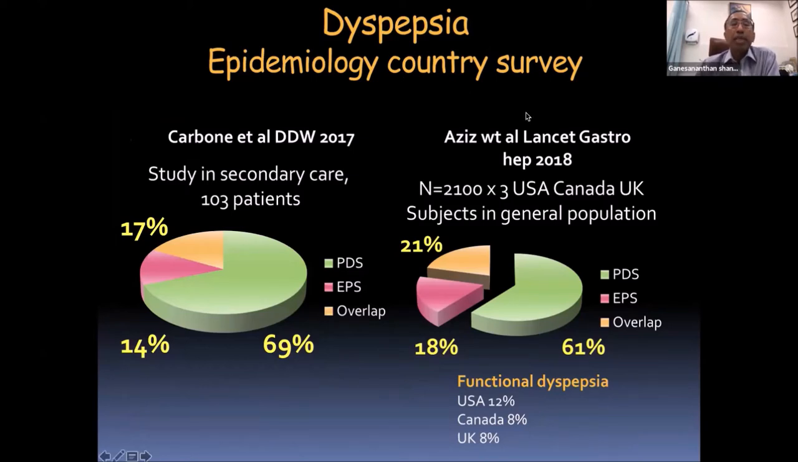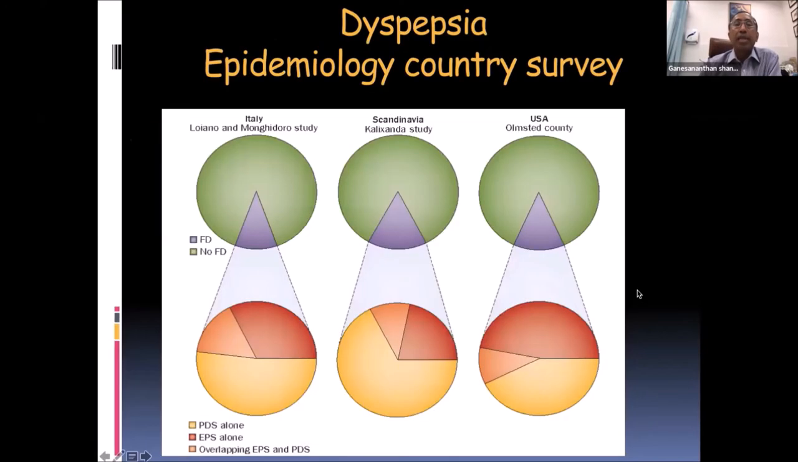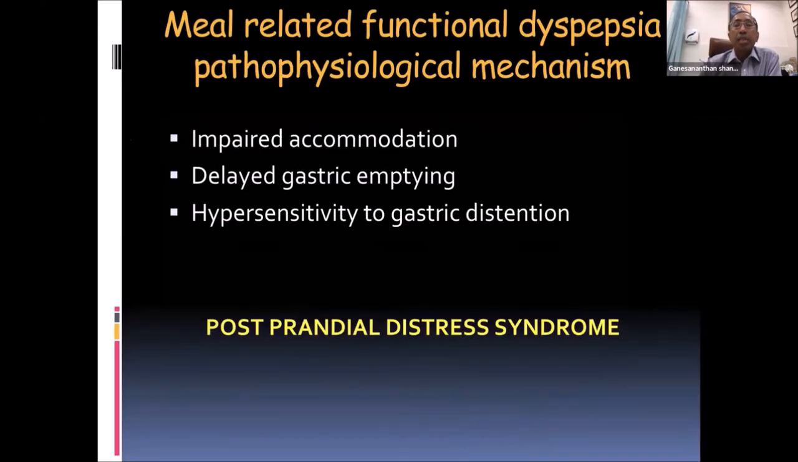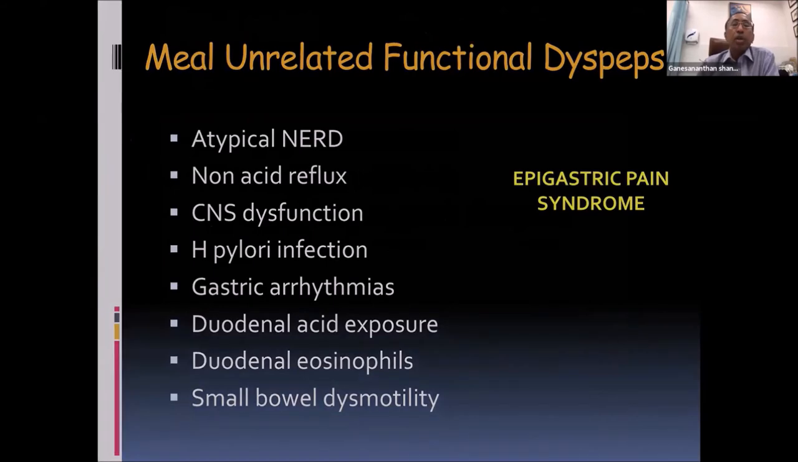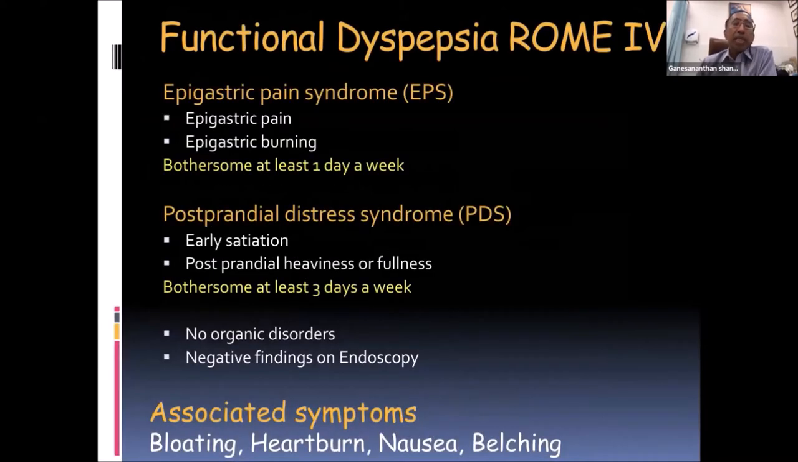Now, dyspepsia in a country survey can be postprandial distress syndrome, epigastric pain syndrome, and overlap. And this is in epidemic surveys. Now, these are the pathophysiology that comes along with it, and I'm going to discuss it. You'll see it in your notes later.